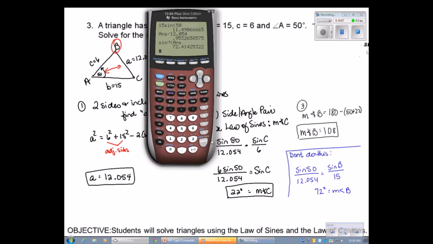All right, so we've looked at law of sines and law of cosines. Draw your pictures, label your sides, and you should be in good shape.